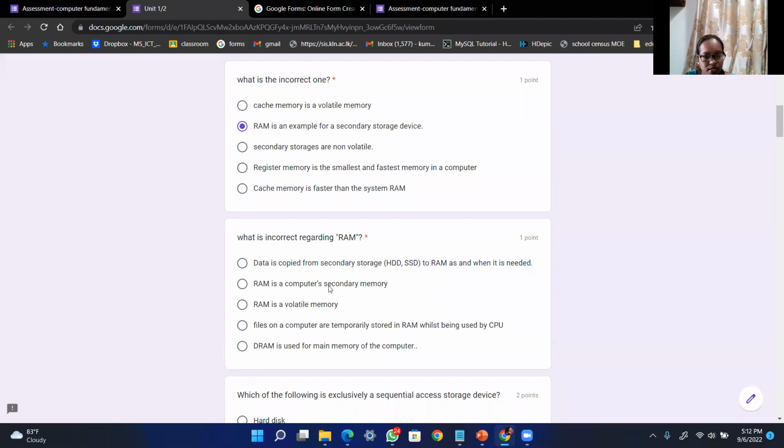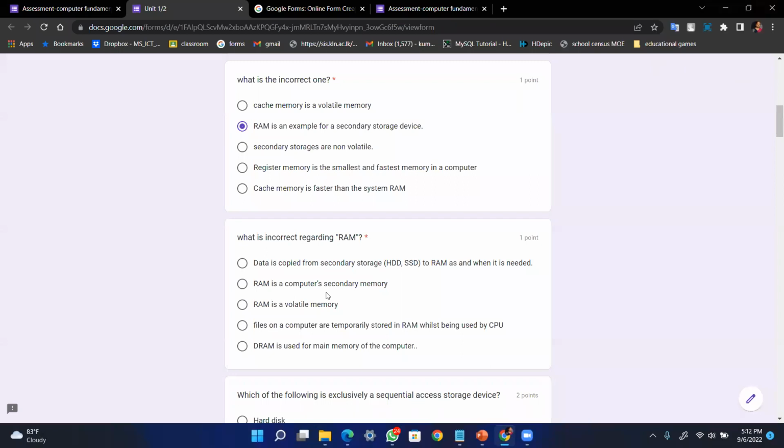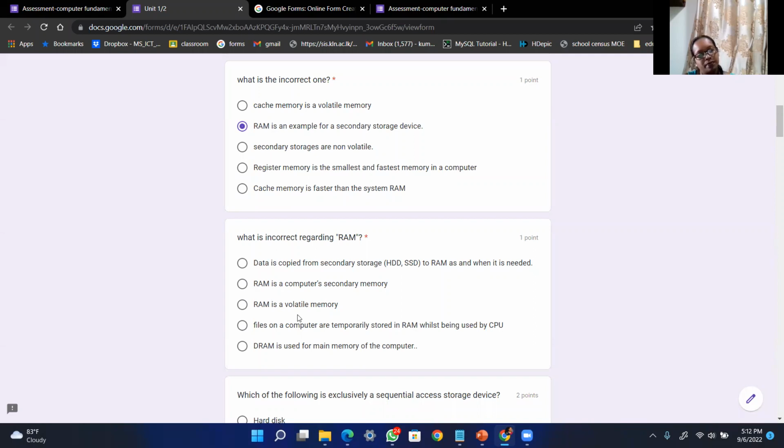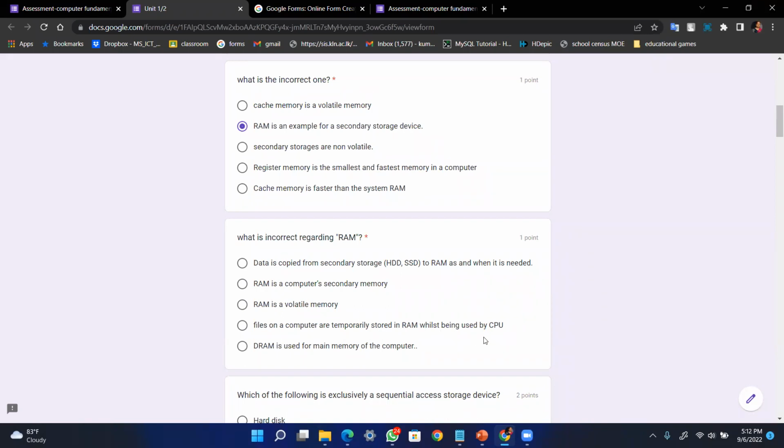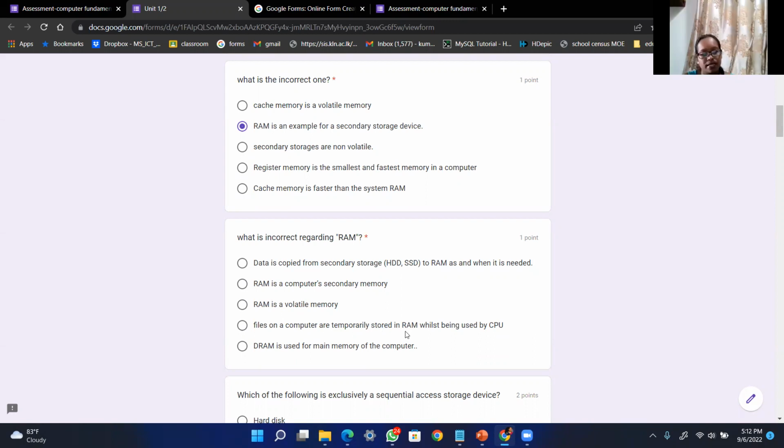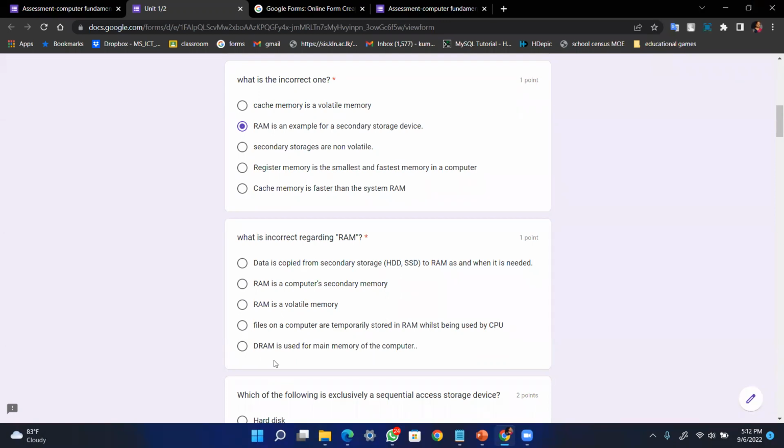RAM is a computer's secondary memory. That's incorrect. That is the primary memory. RAM is a volatile memory. Yes, teacher. Files on a computer are temporarily stored in RAM whilst being used by the CPU. Yes, teacher. The files are stored temporarily. That is correct, and that is also used by the CPU. DRAM is used for the main memory of the computer. Yes, teacher, that is correct.